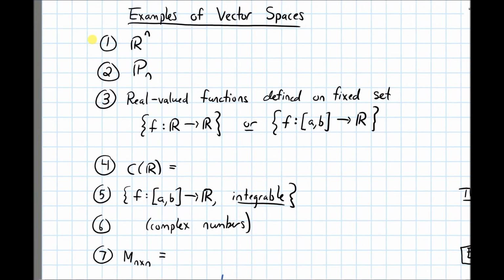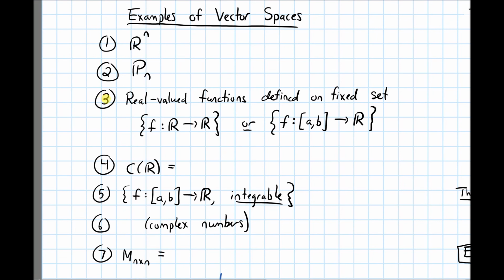Let's zoom out a little bit so I can look at all of the ones that I have here. The third example is all real valued functions that are defined on what I call a fixed set. What real valued means is that when I plug in a number into my function, here a real number, this is my domain, I get out a real number. So this R represents the codomain. The set of functions whose domain is R and whose codomain is R, that is a vector space.